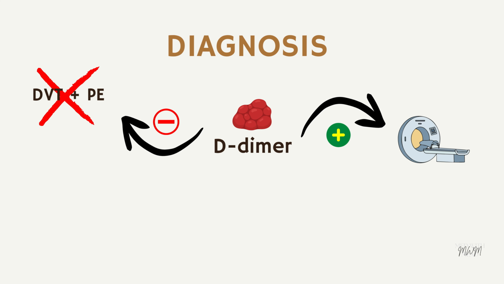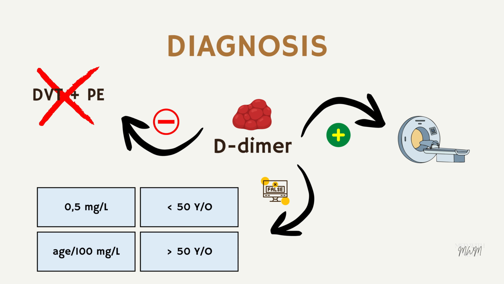False positives are common, especially with age or inflammation, so the cutoff value is adjusted: 0.5 milligram per liter under age of 50 and age divided by 100 if older than 50. For example, if the patient is 75 years old, the cutoff becomes 0.75 milligram per liter. Now, any value at the cutoff or above it is considered positive.